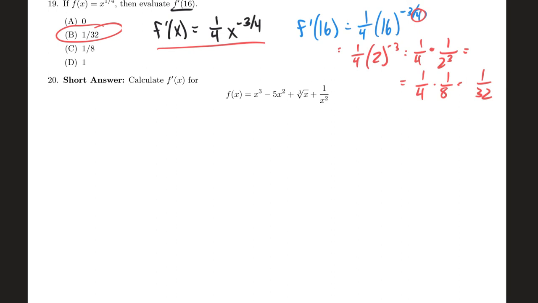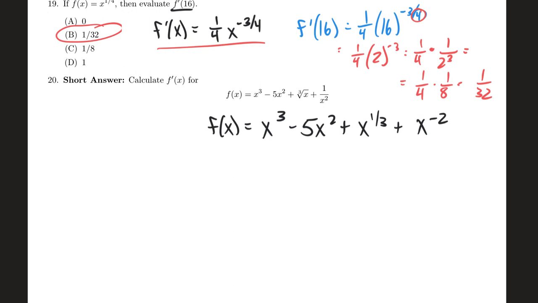And then the short answer basically just uses a lot of power rule stuff all at once. So the first thing I would do is rewrite this as a bunch of powers. Just like we just saw, the 1/4 power is the 4th root. The cube root is the 1/3 power. And we also just saw 1 over a number is a negative exponent.